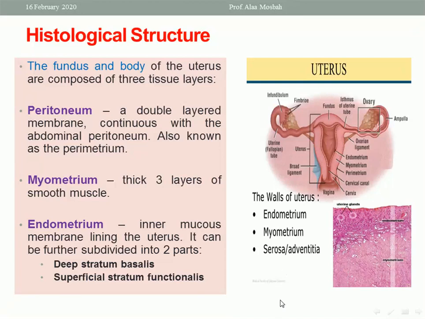Endometrium is the inner mucous membrane lining of the uterus, and can be further divided into two parts: the deep stratum basalis and the superficial stratum functionalis. The functionalis is responsible for the cyclic changes in the endometrium and responds to estrogen and progesterone during the menstrual cycle. This is the endometrium with endometrial glands, and this is the myometrium.